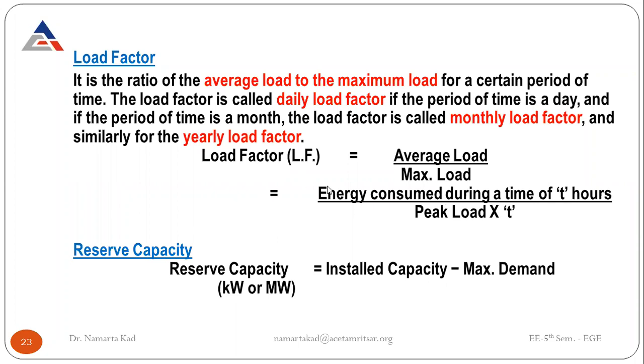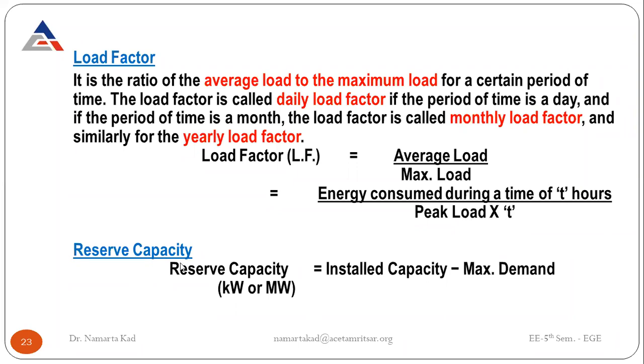If you calculate the load factor for 24 hours, then this t is 24. If you have to calculate the load factor for a month, then this t is 24 multiplied by 30. Similarly, if you have to calculate the load factor for a year, then this t is 24 multiplied by 365. But this t is in hours, just remember that. So there are two formulas for load factor. One is the average load divided by maximum load. Another is the energy consumed during a time of t hours divided by peak load into t.